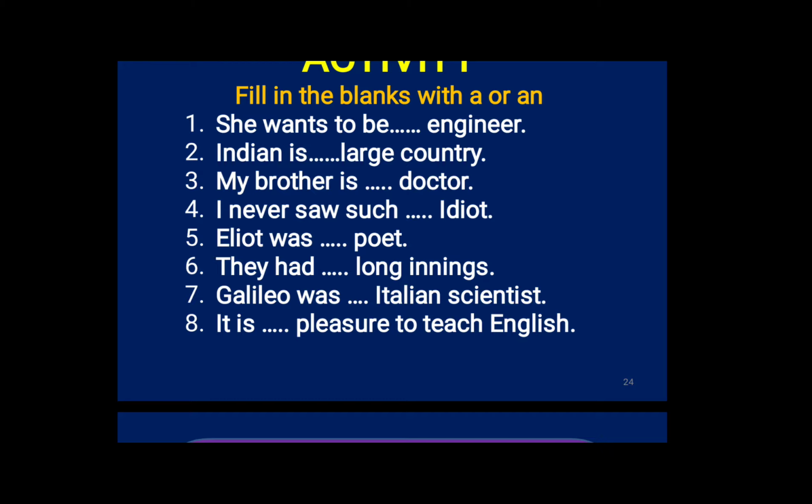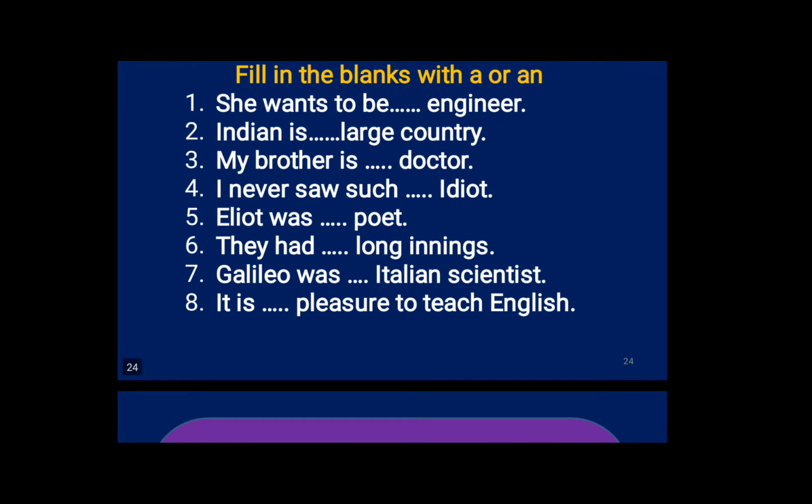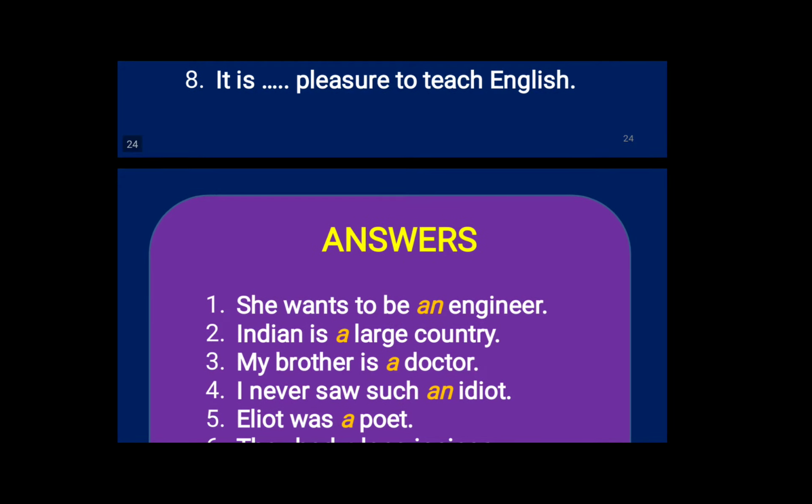Now, the second one. India is large country. In the word large, the first alphabet is L, which is a consonant. So here we have to use the indefinite article a. India is a large country, we have to say. Now coming to the third one. My brother is doctor. In the word doctor, the first alphabet is a consonant. So we have to say, my brother is a doctor.